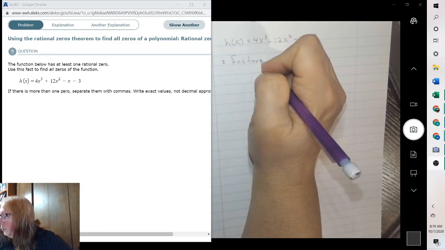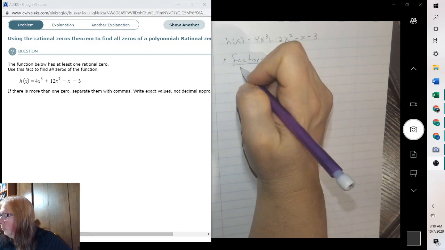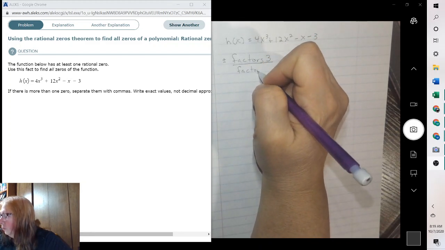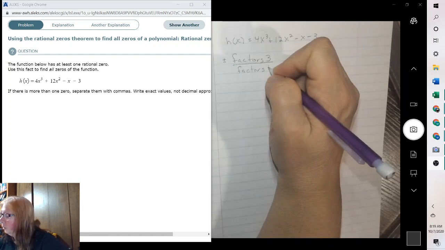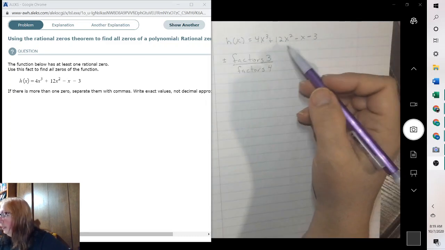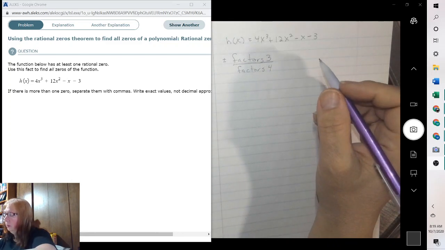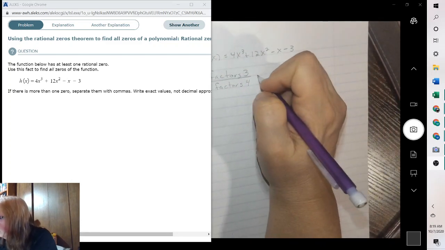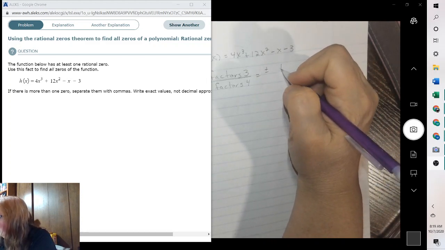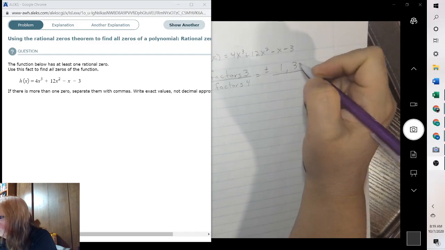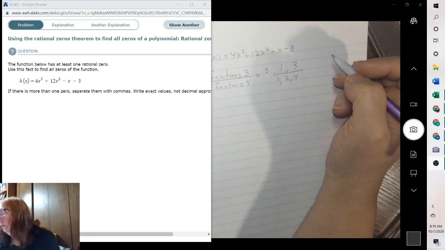So we have the factors of the constant, which is 3, and the factors of the leading term. The leading term is the one with the largest exponent, so this is our leading term, so we take the factors of 4. We don't need to worry about the negative on the 3 because we're going to take positive and negative of every value. So we take plus or minus factors of 3, the only numbers that go into 3 are 1 and 3. The factors of 4 are 1, 2, and 4 because these are the only values that go evenly into 4.